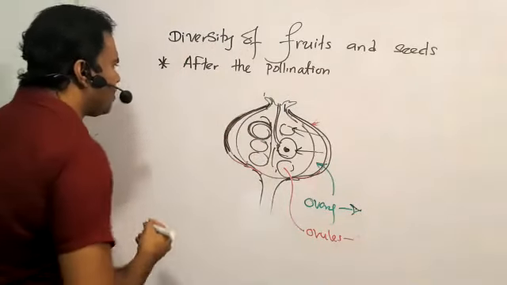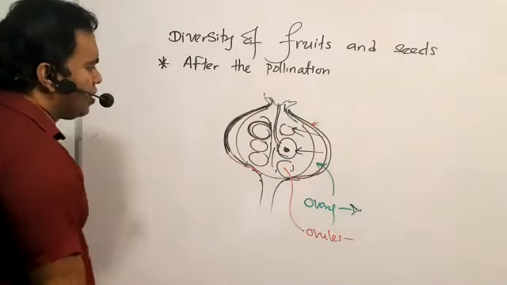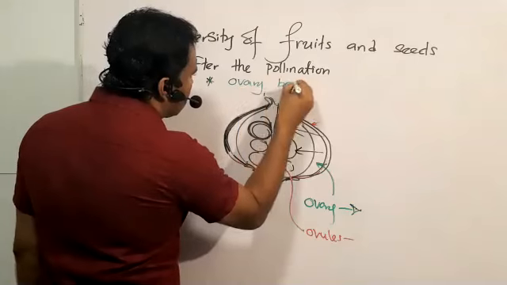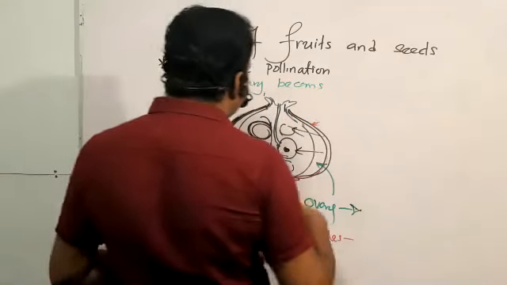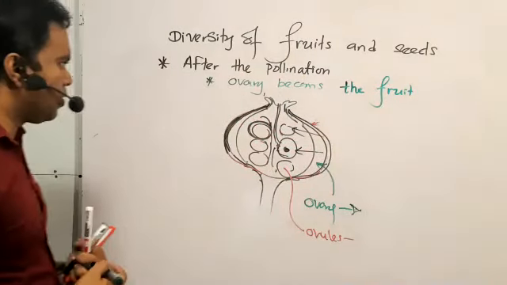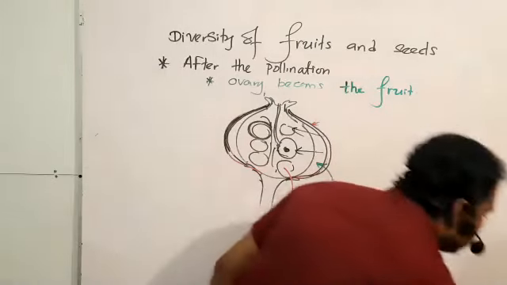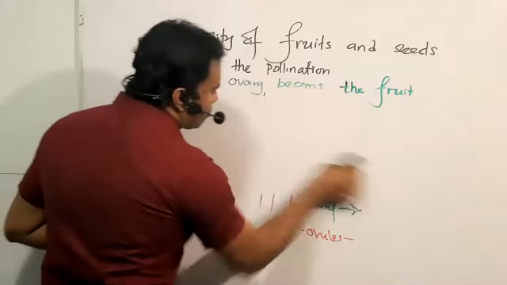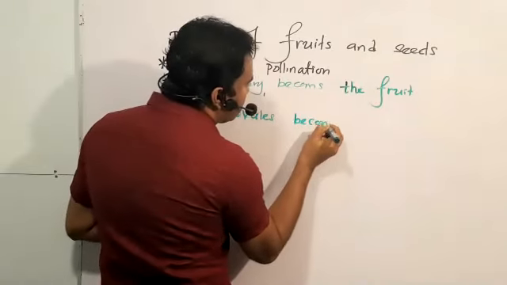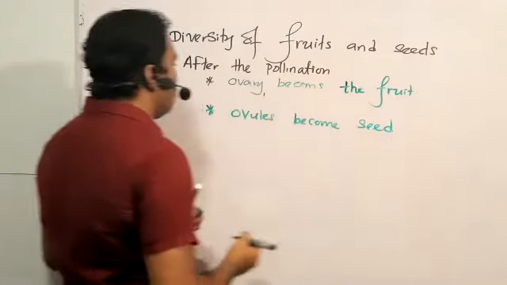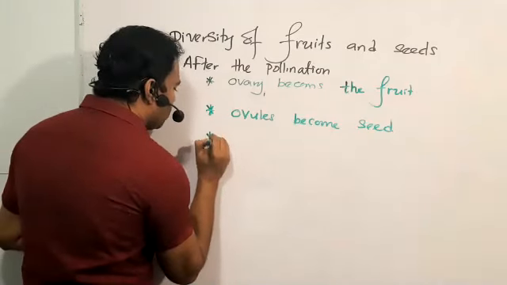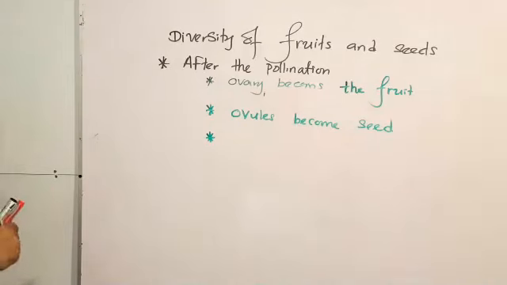Okay. After the pollination, what happens after the pollination? So we write: ovary becomes the fruit. Okay, then ovules become seed. Ovary becomes the fruit, ovules become seed.